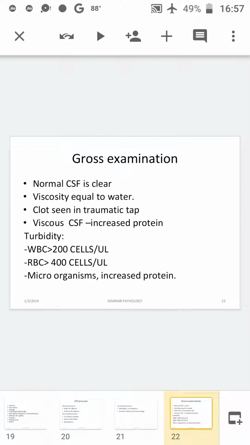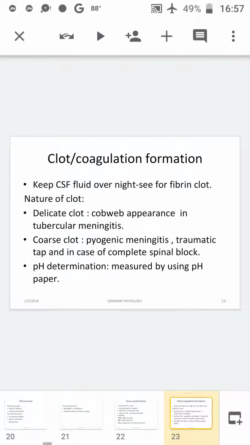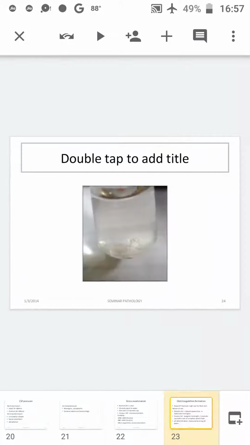Coming to the gross examination, normal CSF will be clear and colorless, and the viscosity will be that of water. If the viscosity is increased, then it shows that the CSF has more protein content, and a clot should not be seen. Suppose you are seeing a clot, then look for the nature of the clot. If it is a delicate clot with a cobweb appearance, then it is mainly because of tubercular meningitis. If there is a coarse clot, it is mainly because of pyogenic meningitis. So how will you look for the clot?